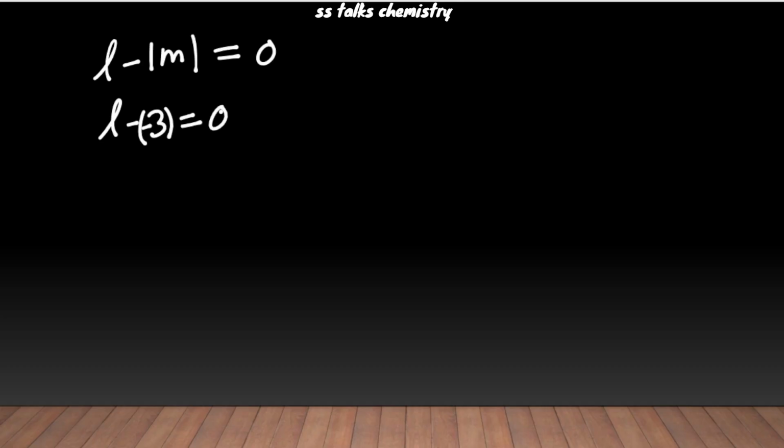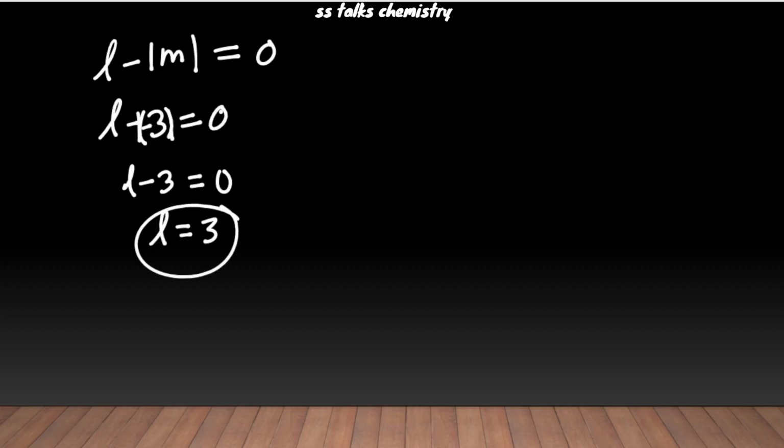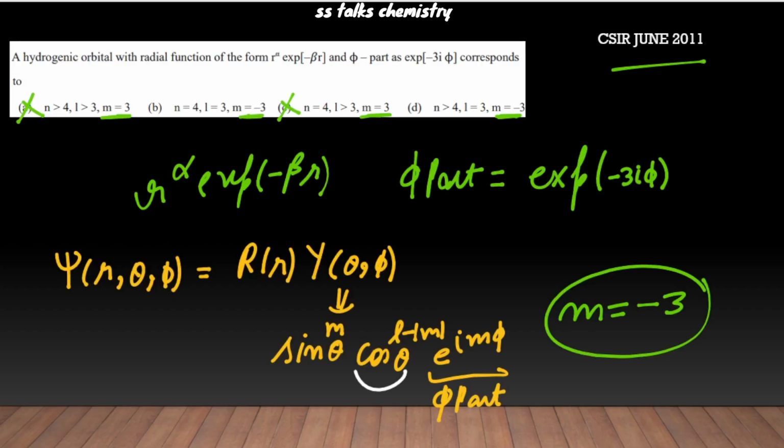That implies L minus the mod of M is equal to 0, right? So L minus 3 is 0, because the mod of minus 3 we have to take, so it becomes L minus 3 only. So the L value comes out to be 3 in this case, right? So the L value is 3 in both these scenarios. The L value is 3 only, so that means with the L value we are not able to differentiate between them.